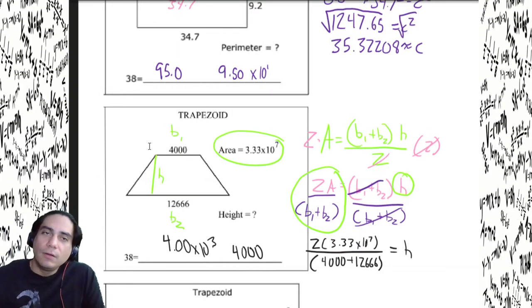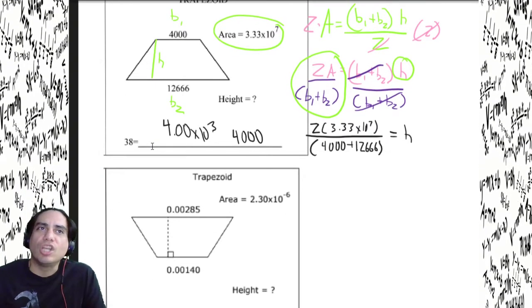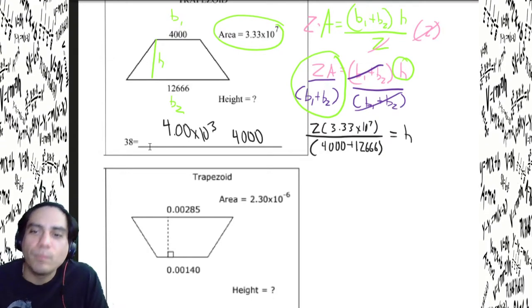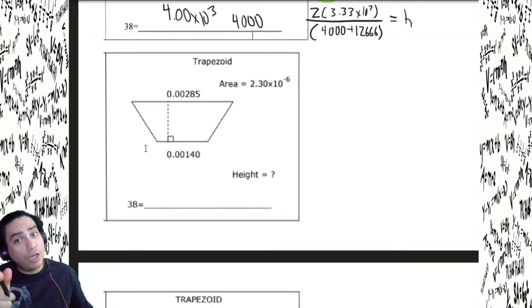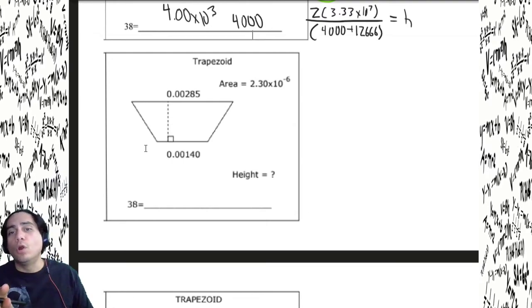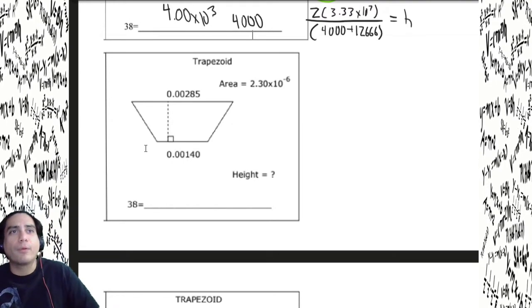That's it. Working backwards is super easy, ladies and gentlemen. Super easy. But we gotta practice. And we're gonna get good at it. Don't you worry. We're gonna get good at it, but we gotta practice.